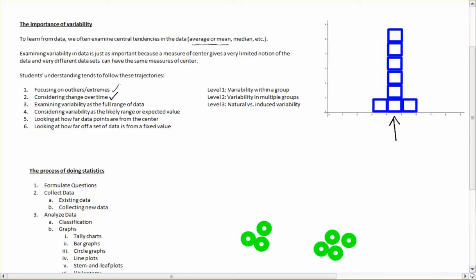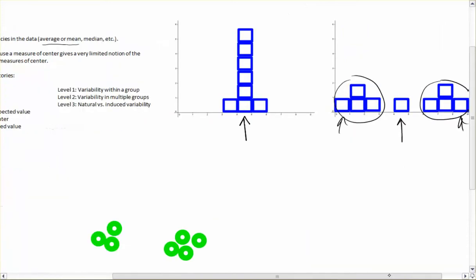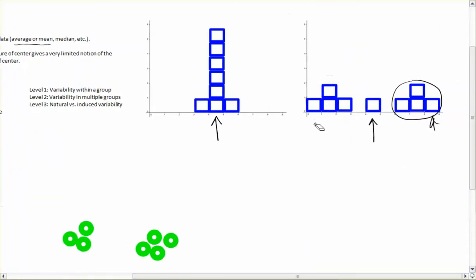Next, they move on to examining variability as the full range of data, and so that's a useful and a little bit more sophisticated way to think about data. For example, if I'm looking at these two sets of data, the full range here, it looks like we've got a range of 3 on this set of data, whereas from here we go from 0 up to 9. So we've got a full range of 9, and that can help us understand the variability.